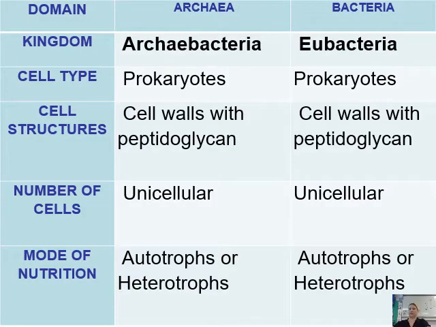So I'm going to have you fill in the first couple of columns here on your set of notes. This is what we just talked about. Basically, we're going to just be talking about the domains Archaea, bacteria. You have your kingdoms, Archaebacteria, Eubacteria. Cell type, you're going to put in prokaryotes for both of them. Cell structures, you're going to go ahead and fill those in. Cell walls with peptidoglycan. Number of cells, you're going to put in unicellular. And then mode of nutrition, how do they eat? Well, they can be either autotrophs or heterotrophs. So make sure you go ahead and fill in that chart.